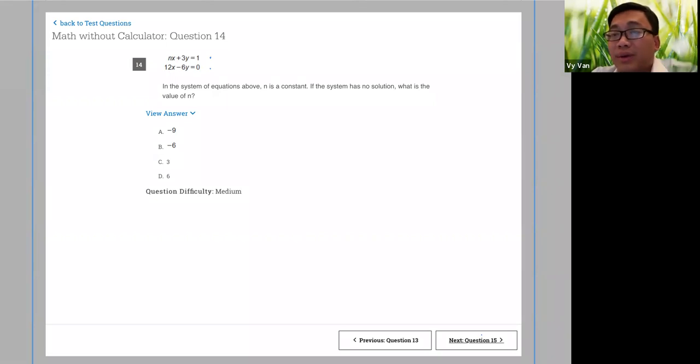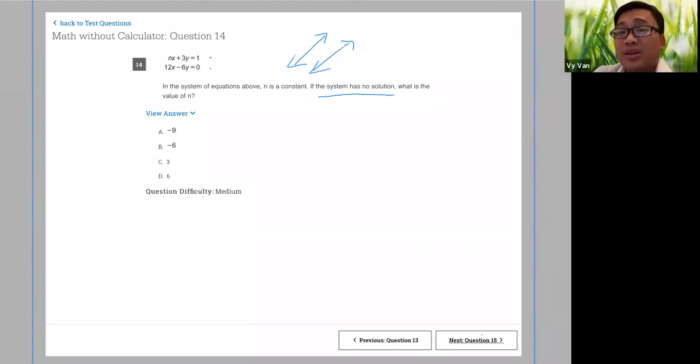So when does a system have no solutions? If you draw these two lines and they are parallel, that's when you have no solutions. They never cross each other. So how do we know when they're parallel? They're parallel when the slopes of the two lines are the same. How do we test that?